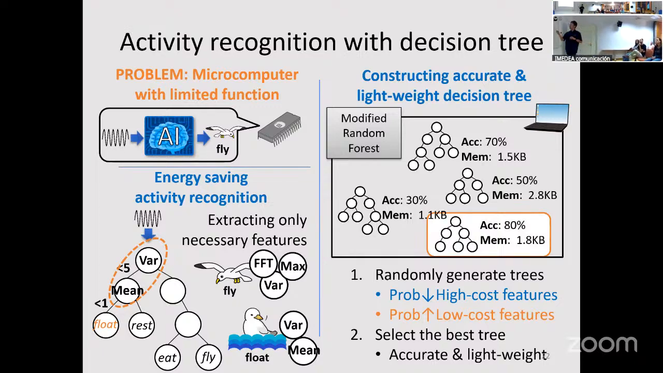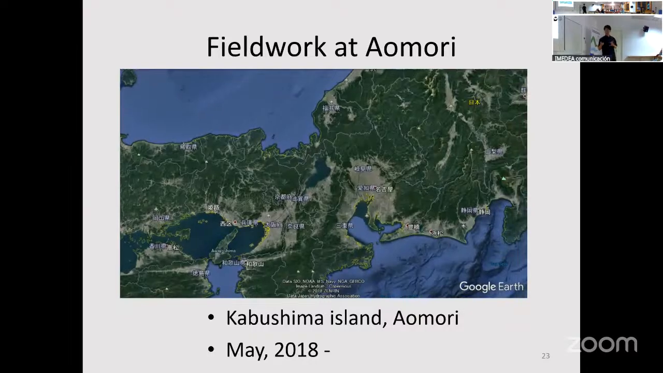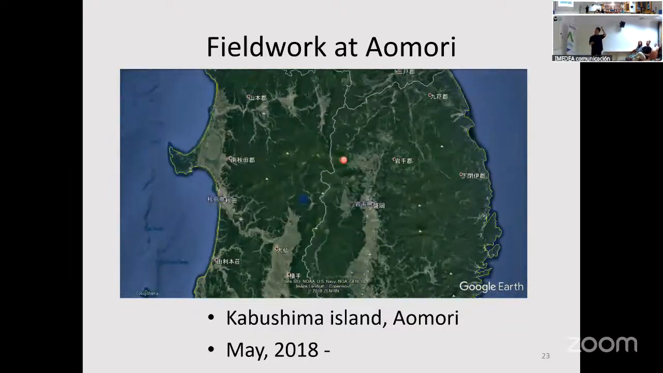When we randomly generate trees, we decrease the probability with which high cost features are used in the tree. In contrast, we increase the probability with which low cost features are used. By doing so, low cost features and low cost trees are created randomly. After that, we select the best one. Like that, we implement an efficient behavior recognition model.